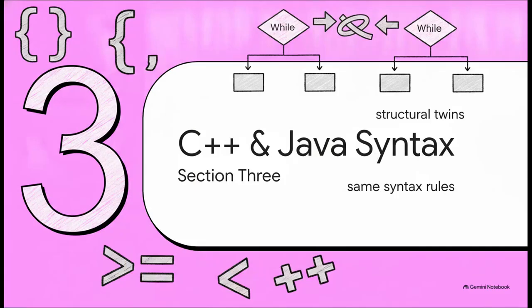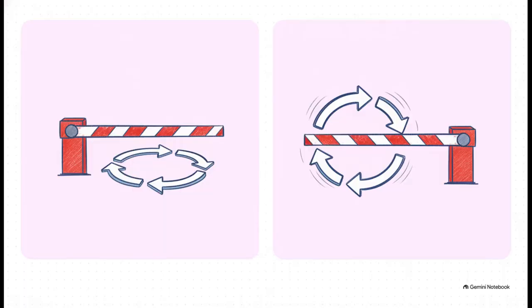All right, let's get into Section 3, C++ and Java syntax. When you're looking at the code, it really helps to think of C++ and Java as structural twins. Basically, they play by the exact same syntax rules. The crucial point we need to understand here is the difference between pre-test and post-test loops in these languages. A standard while loop is a pre-test loop. It checks the condition before it ever enters the loop body. If the condition is false right out of the gate, it runs exactly 0 times.